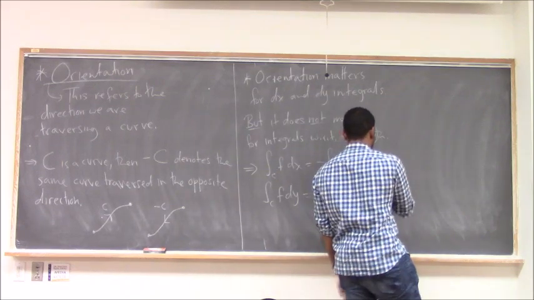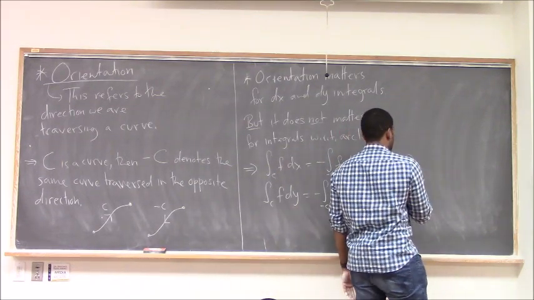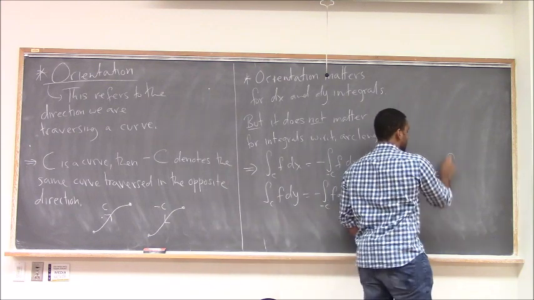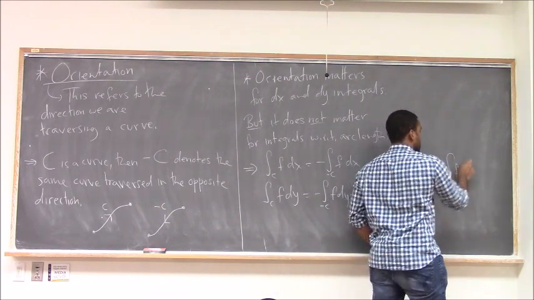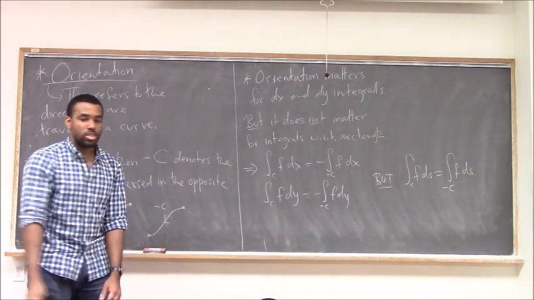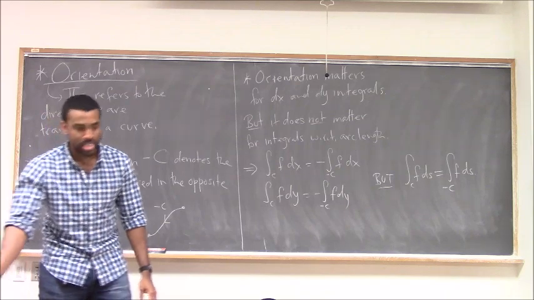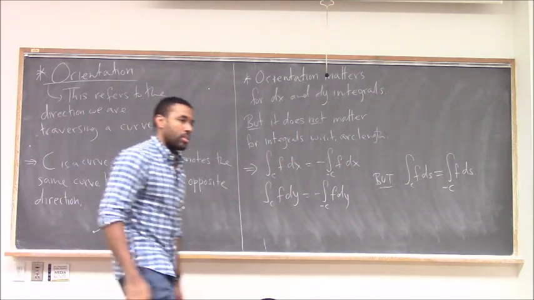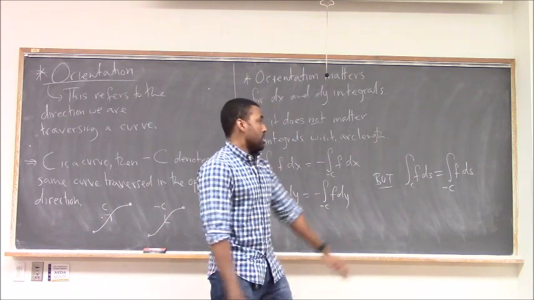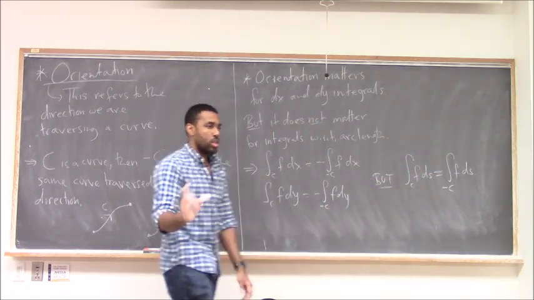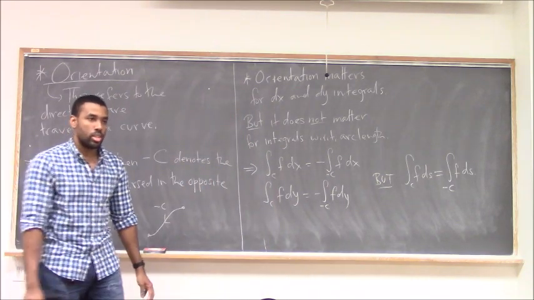But if I have the integral along C of f ds, then that's exactly the same as along minus C of f ds. The direction does not matter because it's with respect to length, and it doesn't matter if I measure the length of this desk from this side to that side, or from this side to that side, it's going to be the same length. And you can also realize that because you're taking the radical of components squared, it's always going to be a positive number. It's not going to contribute a sign to your calculation.